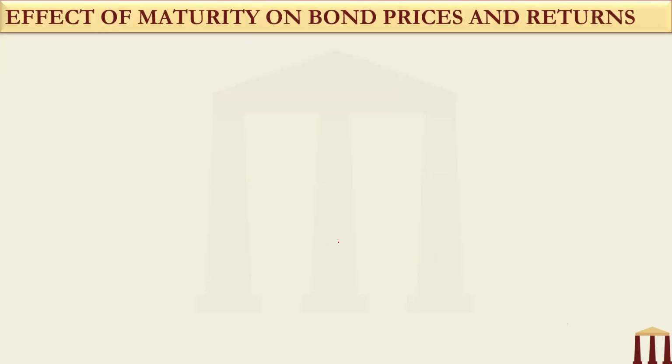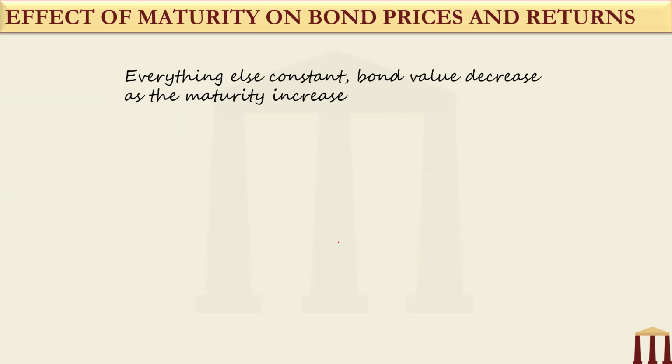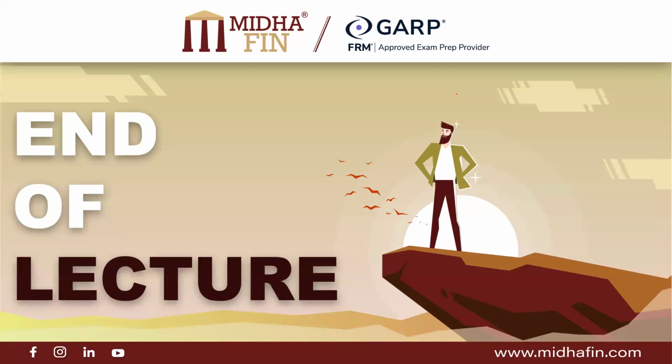Okay, so now the effect of maturity on bond prices and returns. How maturity affects the bond prices and the returns that we are earning. If everything else is constant and only the time passes, then the value of a bond decreases as the maturity increases. Everything else is constant, the interest rate environment, coupon rate and all. If the maturity increases, the value of the bond actually decreases. That's the relationship. And with this, we have concluded the second chapter.